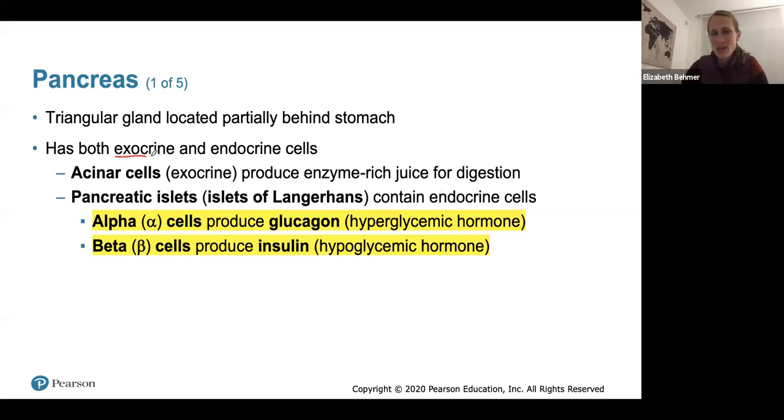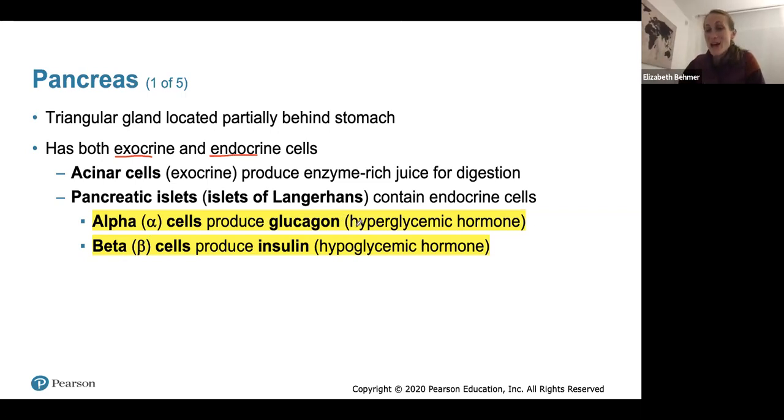It has exocrine and endocrine glands. And the exocrine cells produce enzyme-rich digestive juices that help with digestion. So these exocrine enzyme-rich juices will go directly to the small intestine via ducts to help with digestion. And then the pancreatic islets, or the islets of Langerhans, will contain your endocrine cells that produce the hormones. And you should know that the alpha cells produce glucagon and the beta cells produce insulin. You should know which cells, alpha and beta, produce which.